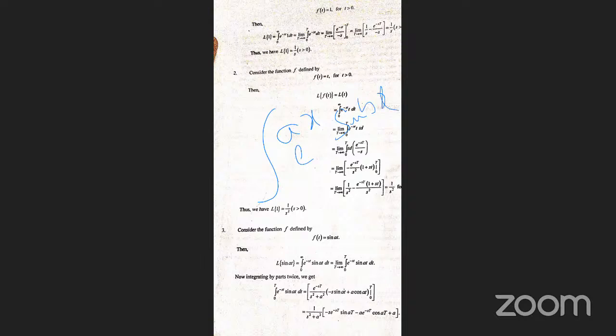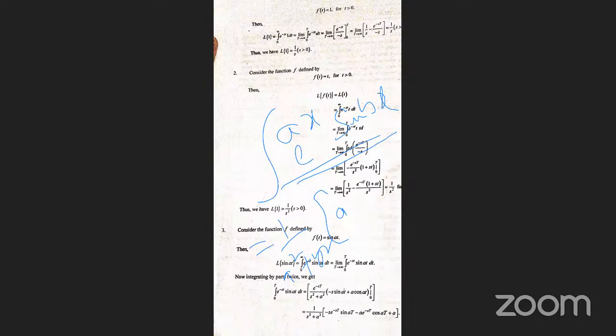So the integration of e power of ax into sine bx: that formula becomes 1 by (a square plus b square), times (a into e power of ax into sine bx minus b into e power of ax into cos bx). In the intermediate textbook, you can get the formula for e power of ax into sine bx.